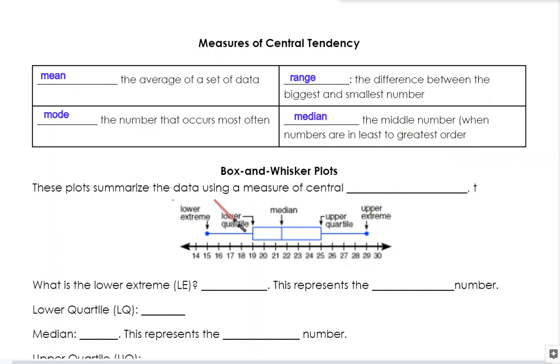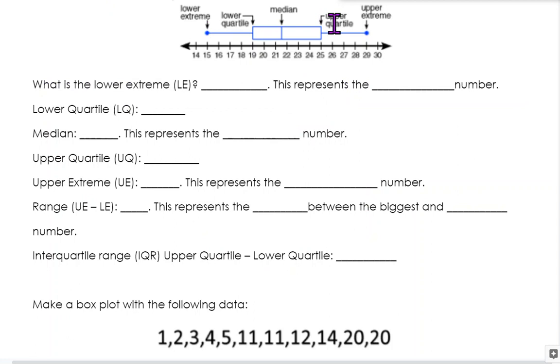All right. So box and whisker plots use the central tendencies, and this is what it kind of looks like. You have a box, and then you have these things called whiskers. Hint: the box and whiskers, right? So we're going to learn how to read this and then how to make one. Okay, here's my box and whisker plot. Here are some things that we need to know about it.